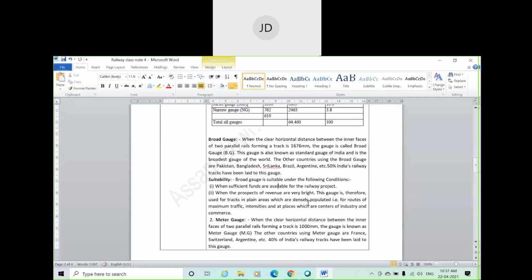Now let's discuss suitability. That means in which area or under which condition broad gauge can be applied. Broad gauge is suitable under the following conditions: when sufficient funds are available for the railway project, and when the prospects of revenue are very bright, or we can say very high.